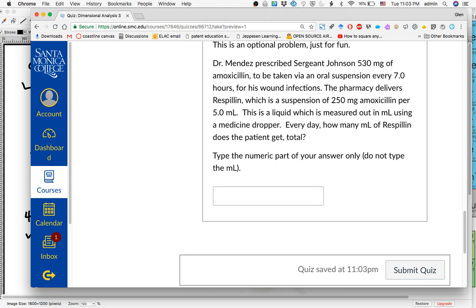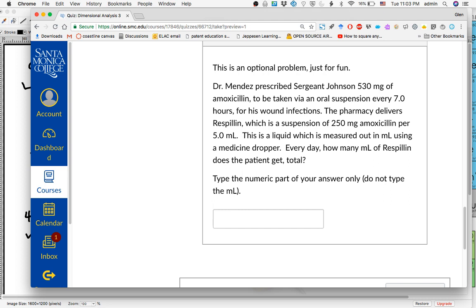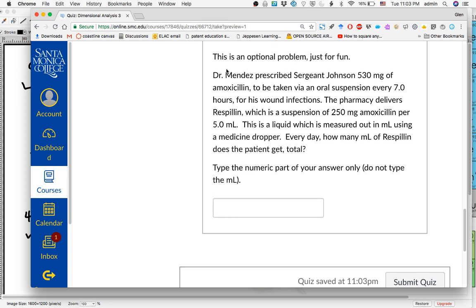For the last one, this is a classic NCLEX problem. You know, the nursing exam, the RN thing, a dosage calculation. So here we go. This is the prescription: 530 milligrams of Amoxi via oral suspension. Whoa, he must have jaw problems, because oral suspension is. Well, anyways, every 7 hours, taking this much. So it's an oral suspension.